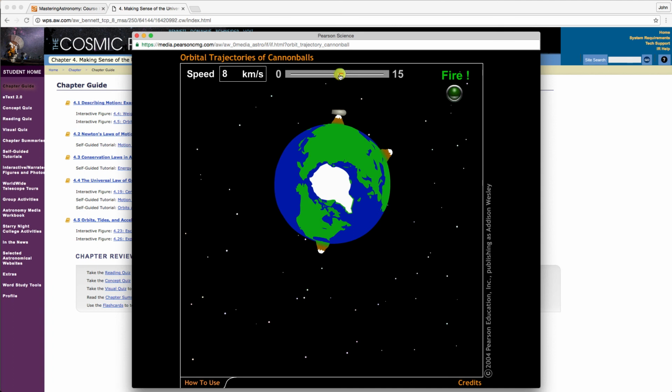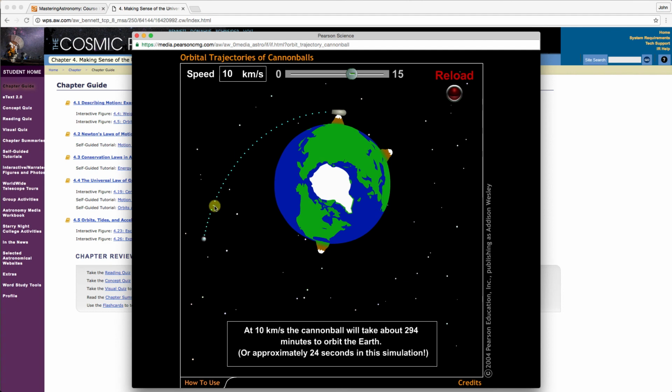What if we go really fast? We can go up to, let's say, 10. What happens? So 10 kilometers per second, now we can travel farther away, but gravity is strong enough. There's still a pull of gravity acting on that cannonball.